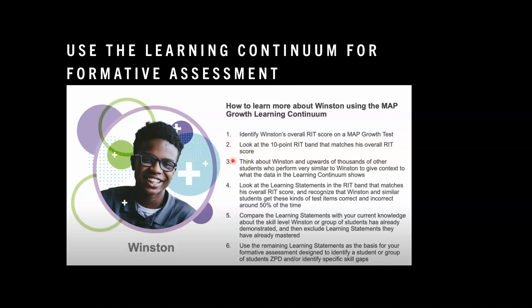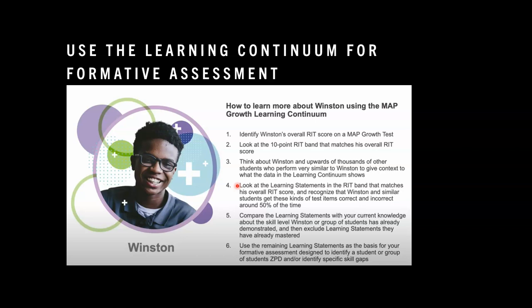You can think about Winston and thousands of other students who perform similarly to Winston to give context to what the data is showing you in the continuum. We're looking at the learning statements in the RIT band that match the student, in this case Winston's overall RIT score, and recognize that Winston and similar students got those learning statements correct and incorrect around 50% of the time.